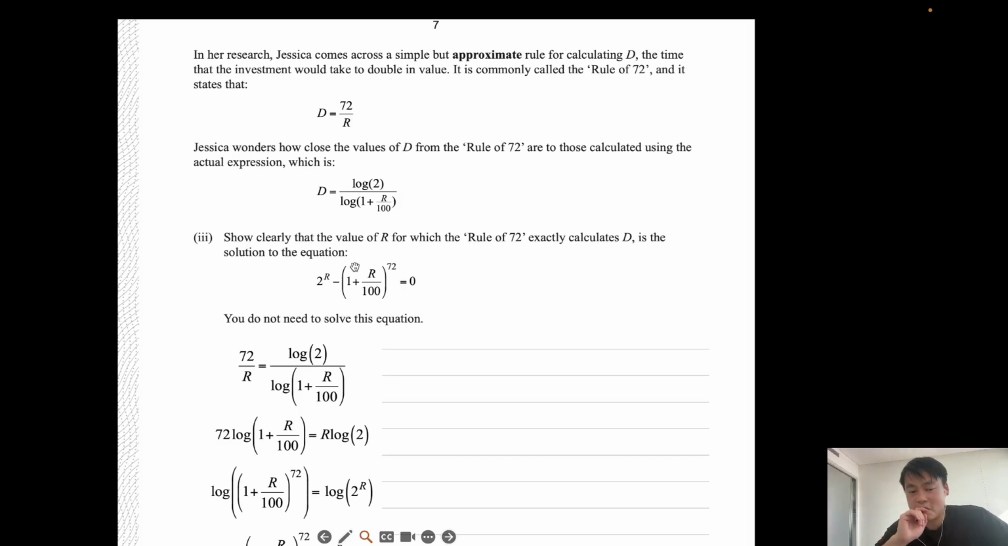This is where you realize, how do you prove something is the solution to something? Listen very carefully. In order to prove something is a solution to the equation, you're proving that it satisfies it. As in, the value of r for which the rule of 72 calculates d, they're talking about the value of r for a certain scenario. So r is going to be equal to something for a certain scenario. You're trying to prove that the r that satisfies the rule of 72, whatever that is, is going to satisfy this.